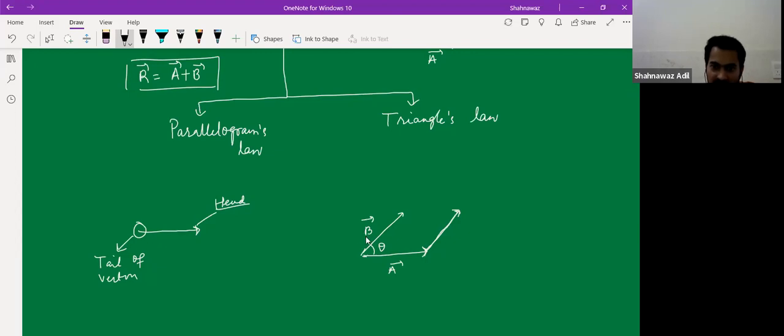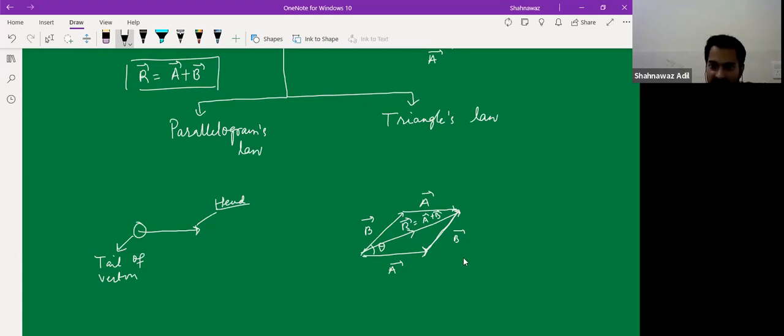Okay. And then again on the head of this B vector, you draw the parallel A vector. So this is A and this is B. So this looks like a parallelogram, and when you draw the diagonal, this gives the resultant of the two vectors, which is A plus B. Right, guys? Yes, sir. So this is called the parallelogram law. You make a parallelogram and then you draw the diagonal. The diagonal will be the resultant of the vectors.